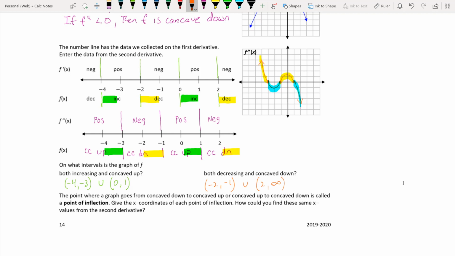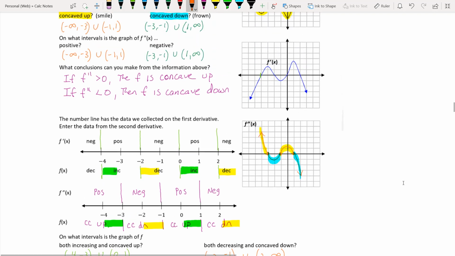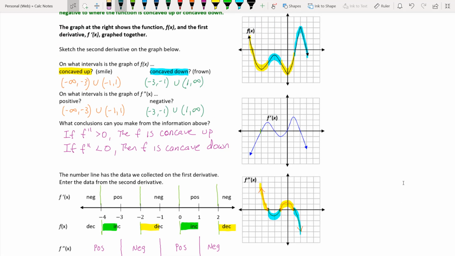Okay, now the last part says the point where a graph goes from concave down to concave up, or concave up to concave down, is called a point of inflection. So if you look at my original graph here, these points that I marked off earlier, in between the highlighted sections, these guys are called points of inflection. It's where my graph changes from concave up to concave down, or vice versa.